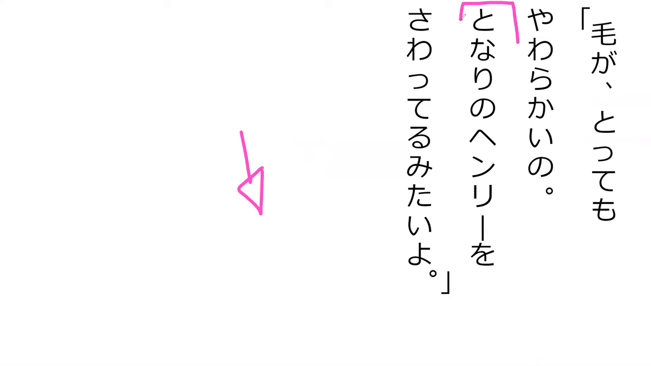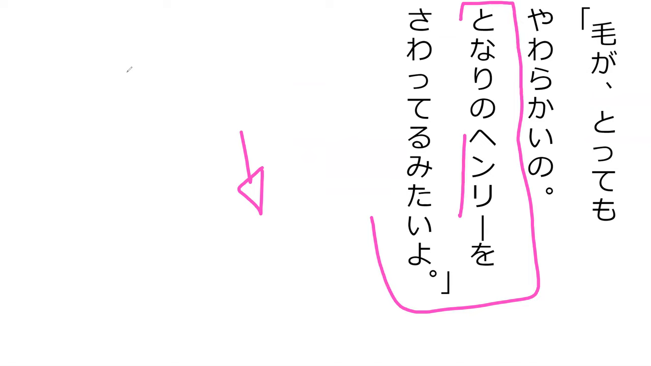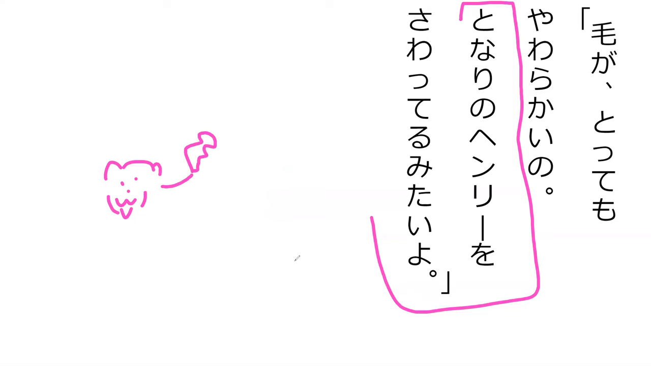And then she goes into more detail. That is tonari no Henry o sawatteru mitai. So Henry is the name of the dog that lives next door. Okay, in case you forgot. So tonari no Henry. So adjacent to Henry is sawatteiru mitai yo. So you're right that tonari means like adjacent, next to.